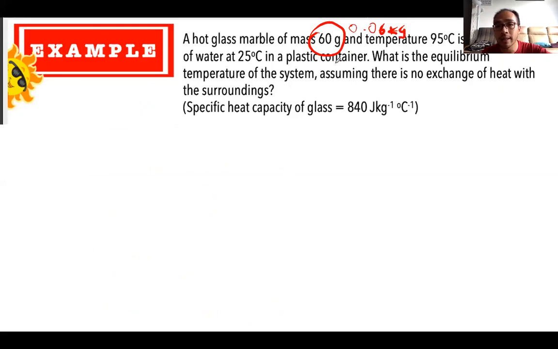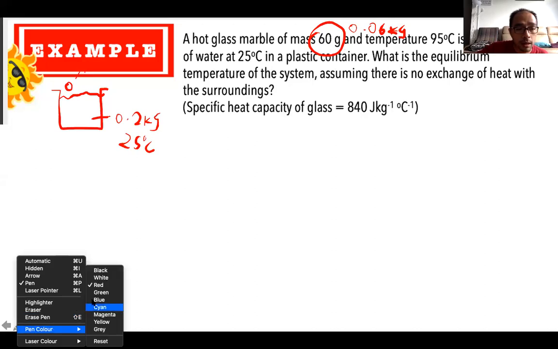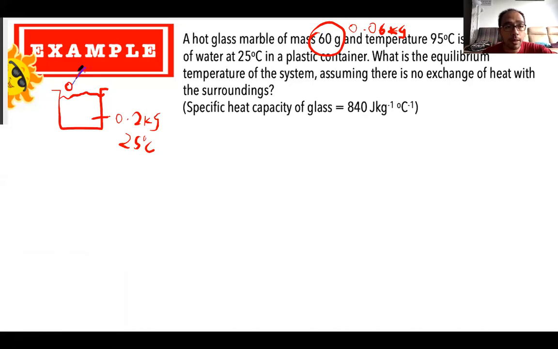We must always get this out and start off. So the 0.06 kilograms has a temperature of 95 degrees Celsius. It's hot, because it's a hot glass marble. You put it inside water, which is 25 degrees Celsius. Okay, so drawing the situation. This is the water, and it is 200 grams, so 0.2 kg with 25 degrees Celsius. And you have a hot marble, which is red color. Hold on, changing color. Okay. So the hot marble is 0.06 kg and it is very hot, 95 degrees Celsius.